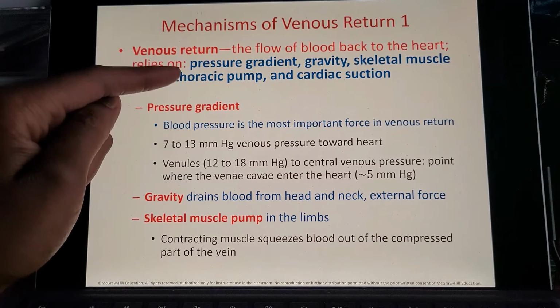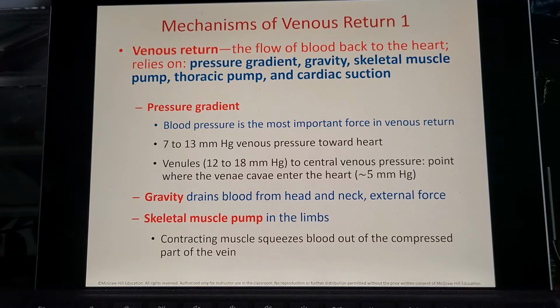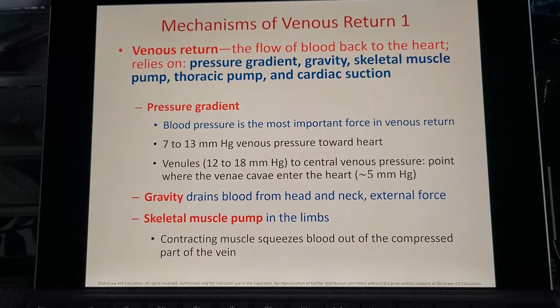One of them is pressure gradient, gravity, skeletal muscle pump, thoracic pump, and cardiac suction. So those are different mechanisms of venous return. So let's look at how each of these work.